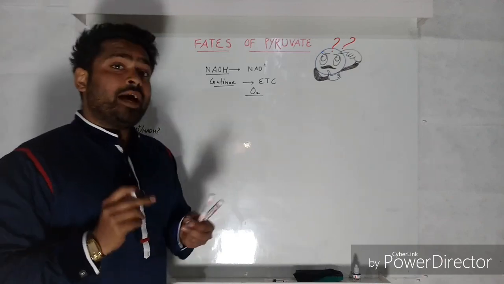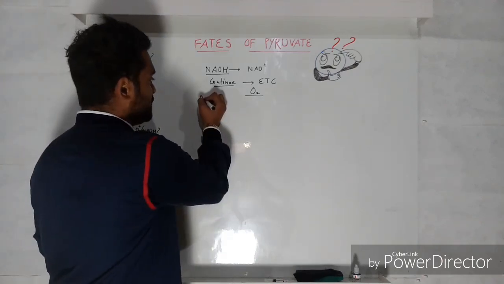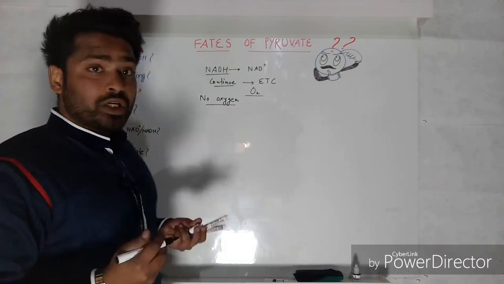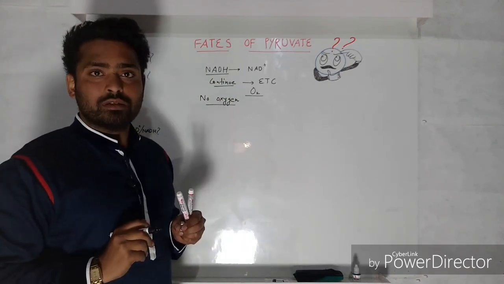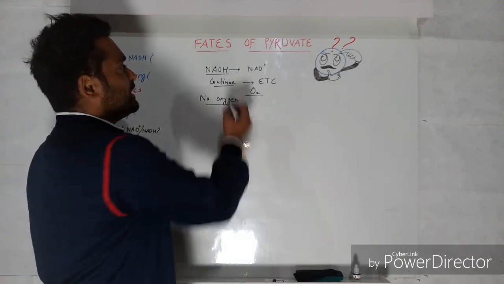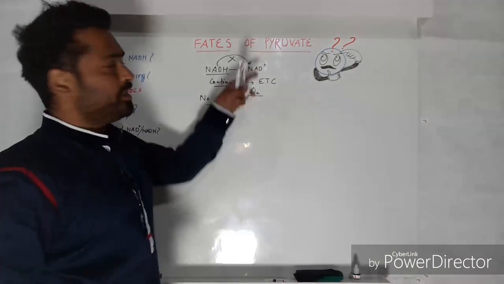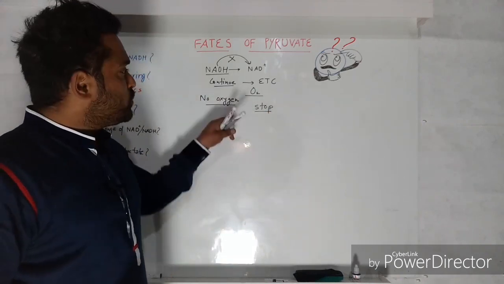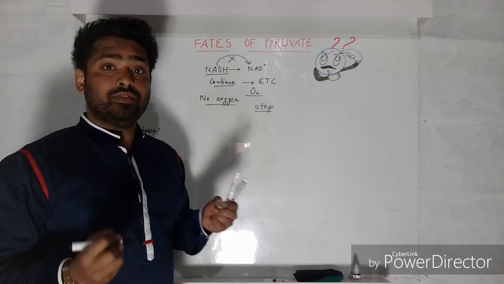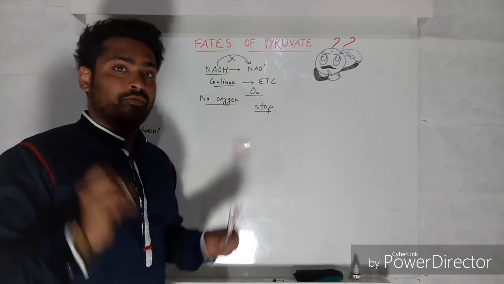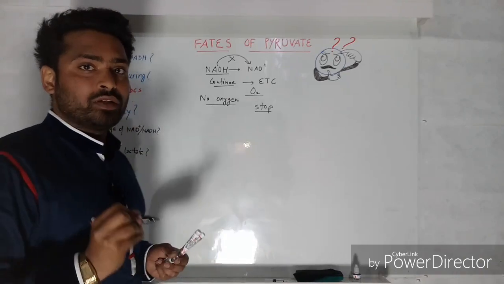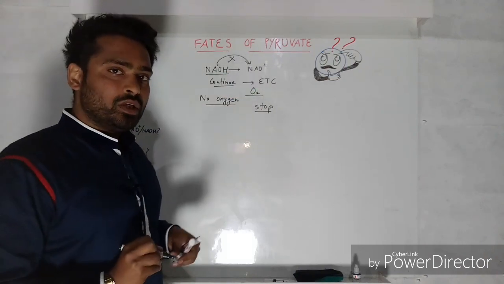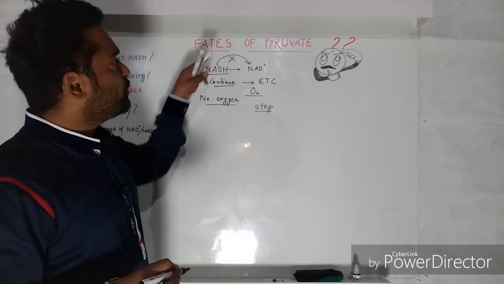But what would happen if there is no oxygen? We still want to continue our glycolytic pathway, but there is no oxygen. If, in the absence of oxygen, this is not converted into NAD positive, glycolysis would stop. So for the continuation of the glycolytic pathway even in the absence of oxygen, we have developed some strategies, or other pathways, through which we can convert this NADH to NAD positive to continue glycolysis. That is what we call the fates of pyruvate.